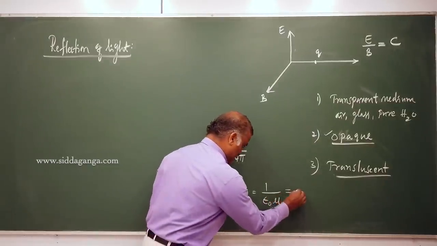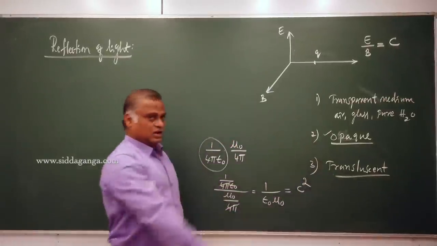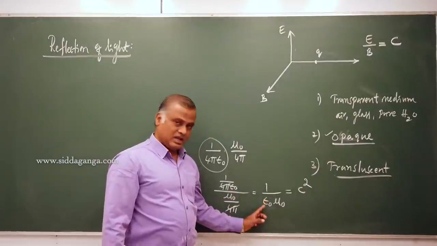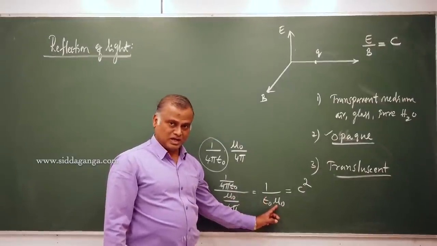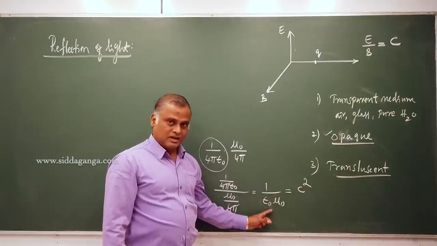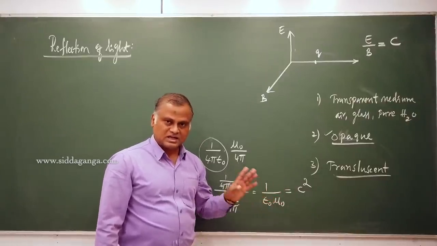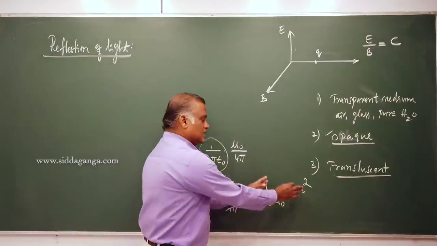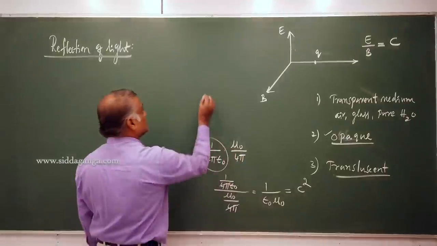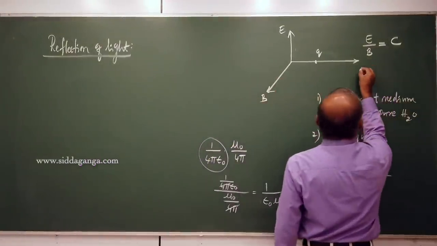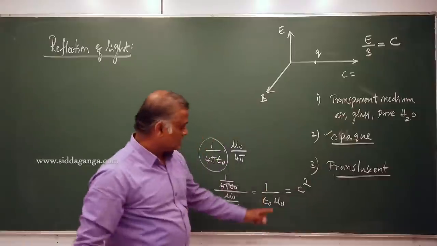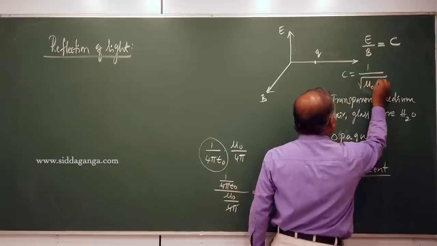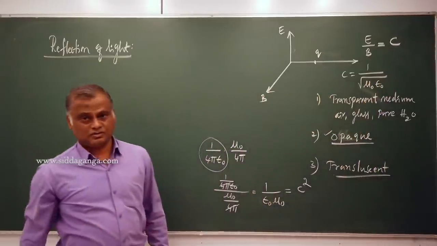If you check, it is somewhat equal to the dimensions of the square of the speed of light. 1 divided by epsilon naught mu naught has the dimensional formula that is the same as that of speed of light, L T to the power minus 1, whole squared. Simplify it. What you must recall now is that the speed of light, c, is equal to 1 divided by root of mu naught epsilon naught. Memorize that.